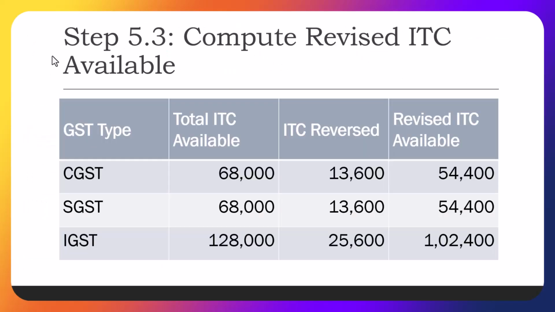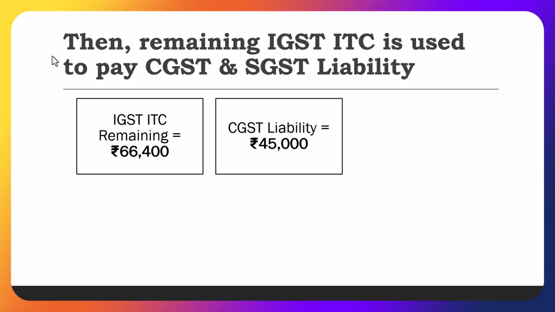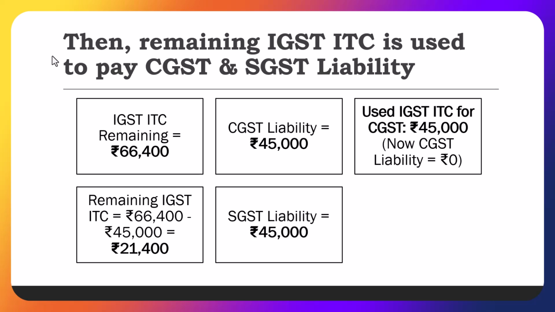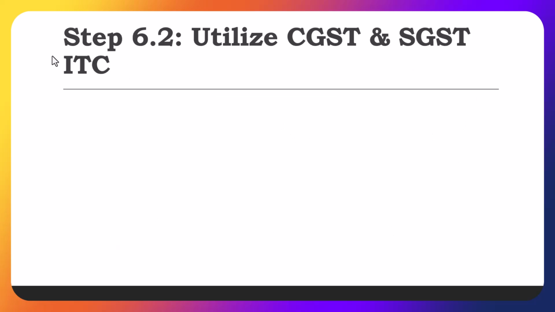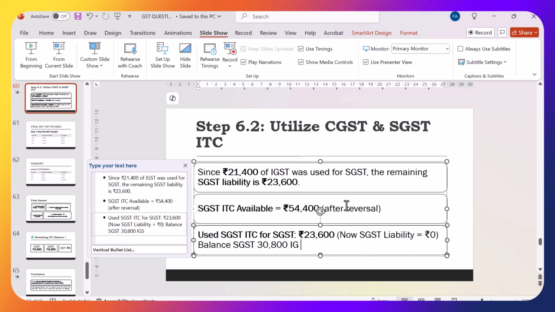So look at this, 1,02,000 of IGST. First he knocks off his liability of 36,000. The balance remains 66,400, isn't it? Now from 66,400, the CGST liability goes off. So how much is the balance remaining with him? 21,400. So the liability of 45,000 will be covered by 21,400, so that means there will be no IGST left. You're right. So there will be no IGST balance. There will be only a balance of SGST.